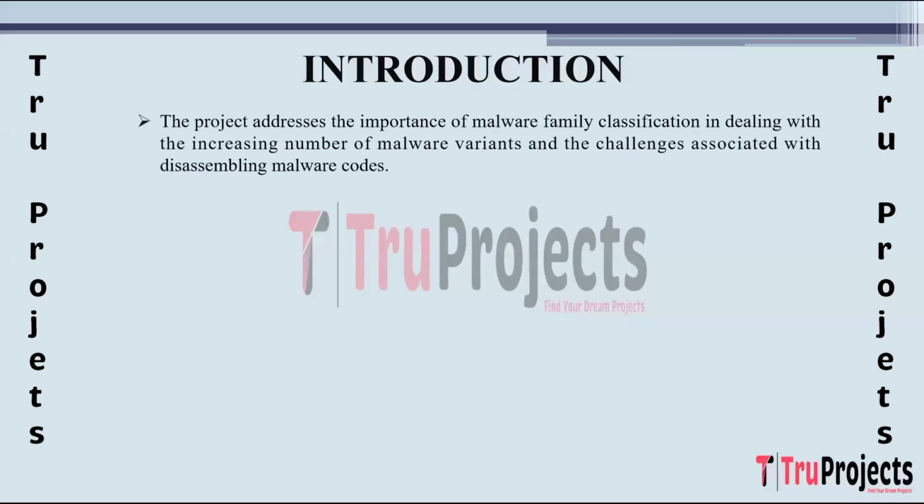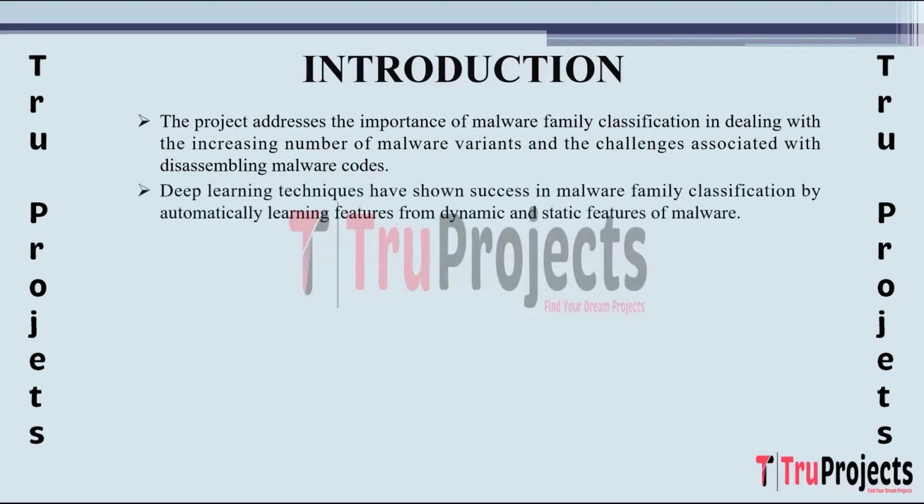Introduction. The project aims to categorize various malware instances into families or types. The increasing volume of malware variants poses a challenge for traditional methods that rely on manual analysis. Disassembling malware codes is a common technique but presents difficulties due to the evolving nature of malware and anti-disassembly measures. Deep learning methods have proven effective in automating feature extraction from both dynamic behavior and static features. This automated learning process has shown promise in differentiating between various malware families.